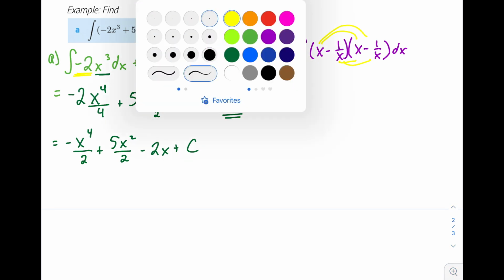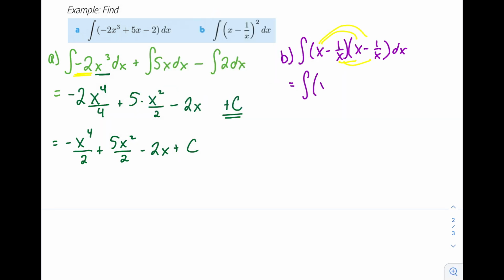And I'm going to be getting, this is the integral of x squared. Then I have x times negative 1 over x. So that's minus 1. Negative 1 over x times x, that's also minus 1. And then we're going to have positive 1 over x squared dx. Simplifying this a little bit further, I can combine my like terms, x squared minus 2. And then the next one, I need to write this as x to the power of something. So we know that using exponent rules, this is x to the power of negative 2 dx.